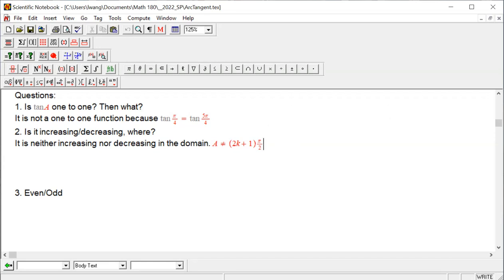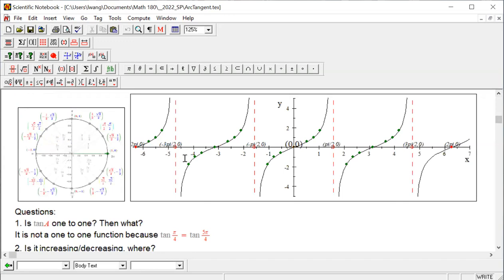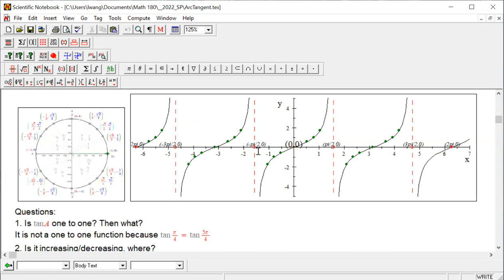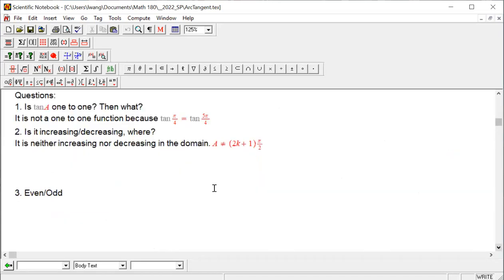But it is increasing on smaller intervals. For example, it is increasing from -3 pi over 2 to -pi over 2, and it is increasing from -pi over 2 to pi over 2. It is increasing from pi over 2 to 3 pi over 2. So we have these intervals where the function is increasing.